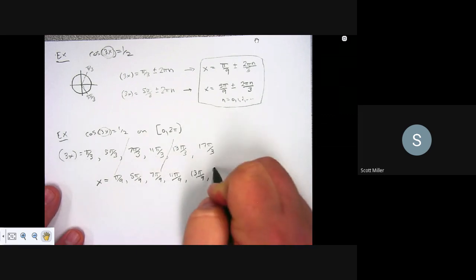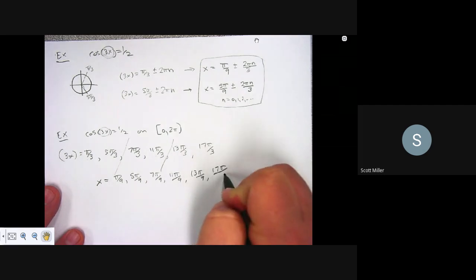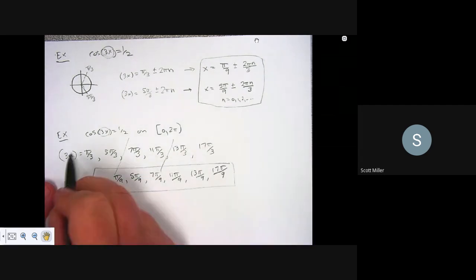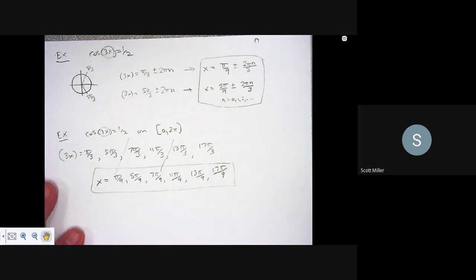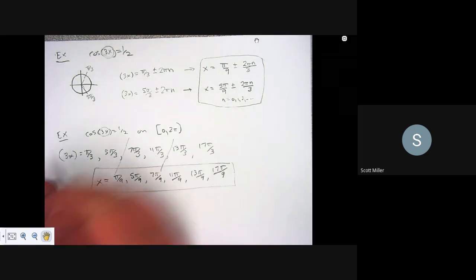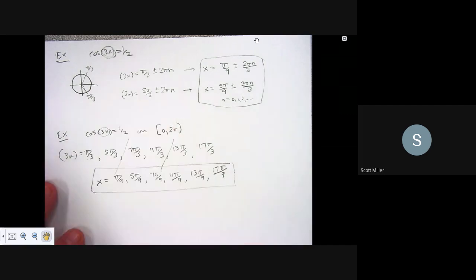So this is what you'll have to do for multiple angles on an interval. You have to then go around the circle that many times. You're going to go around the circle at least once, okay? And then this one's a 3, so we go around 3. If it was a 2, we'd go around twice. If it was a fraction, like a 1/2, we go around the circle once, okay? And then we only take the answers that are in the interval. All right, so that's what I have written right here.